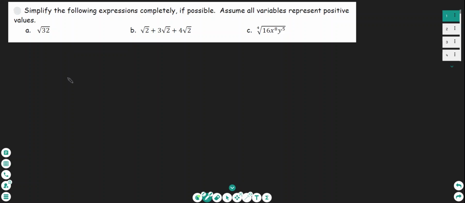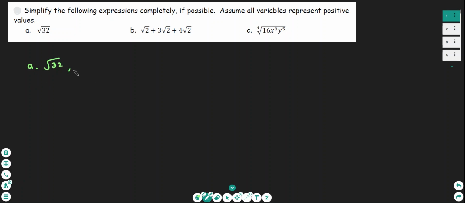Hi, in this video we will see how to simplify radical expressions. So here we got three problems. Two of them have numbers inside the radical and the third one has variables inside the radical. So let's do the first one, which is part A, that is square root of 32.